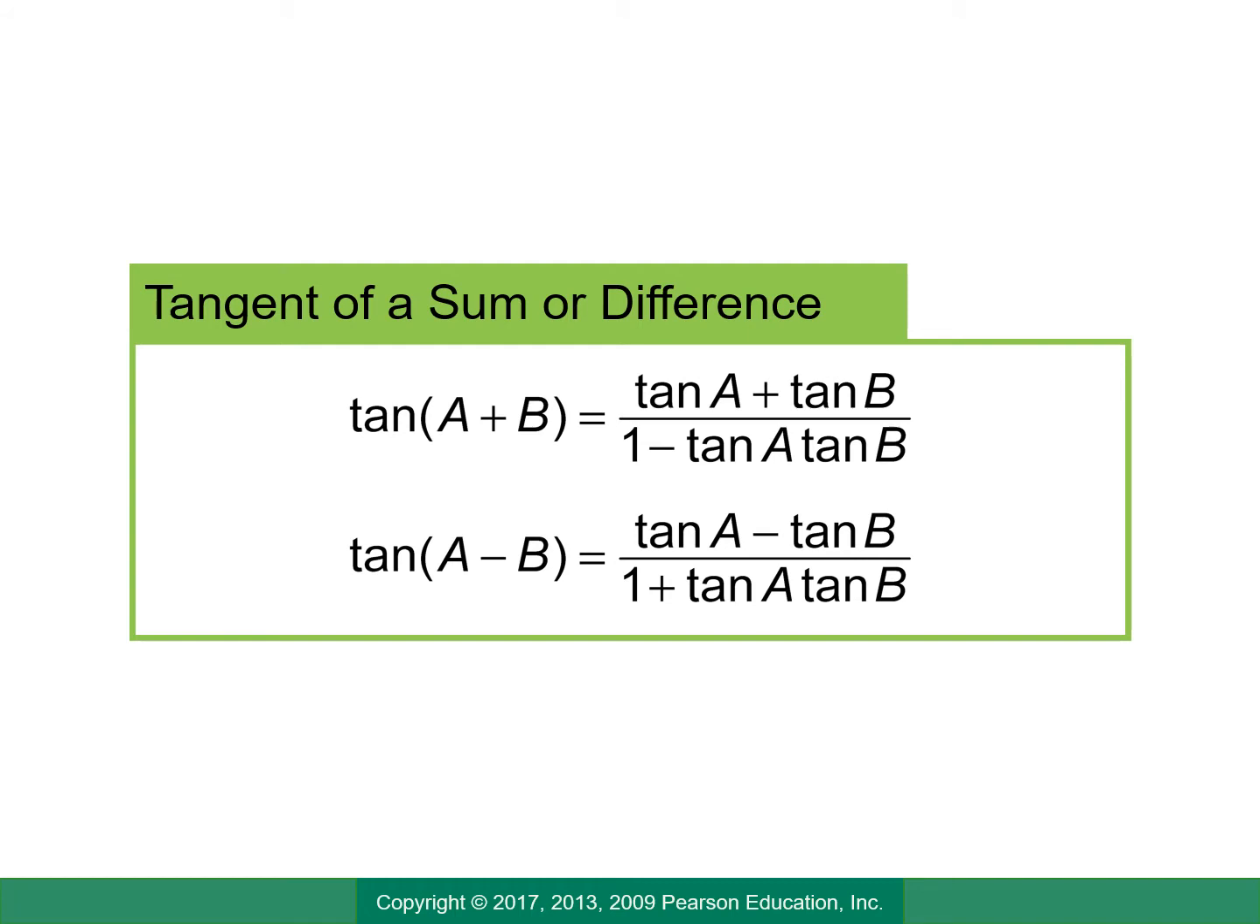Our tangent of a sum and tangent of a difference formulas. So tangent of a plus b, tangent of a minus b can be broken down on the right side in terms of individually tangent a and tangent b. Notice that the formulas again are both identical to each other other than their plus and minus signs. So tangent of a plus b, there's a plus sign on top in the numerator and a minus sign in the denominator. Tangent of a minus b, there's a minus sign on top and then a plus sign in the denominator.